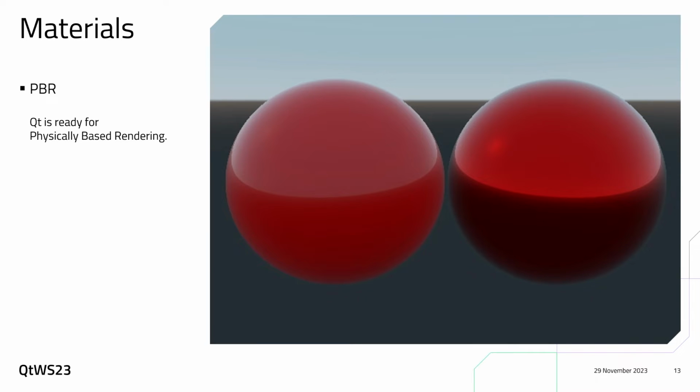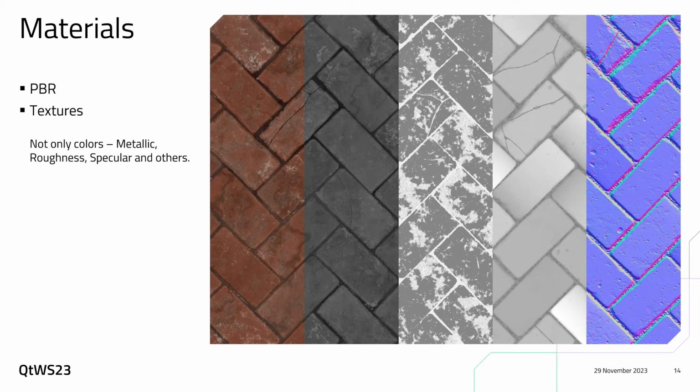Okay, I've mentioned the materials. Qt is PBR ready. What does it mean? It means that we can specify materials by specifying properties like color, metalness value, roughness value, and so on. We can do that with simple scalar parameters, or we can do that with textures.